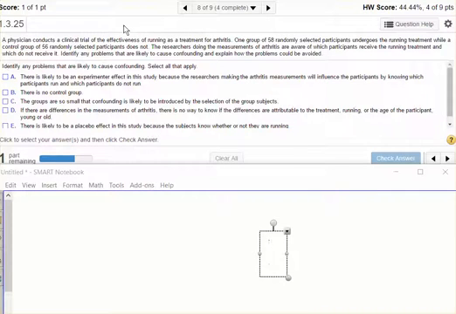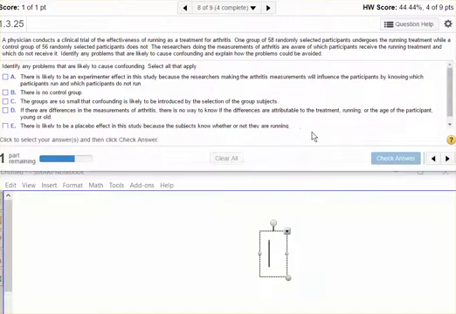All right, so let's take a look at this particular question. It says a physician conducts a clinical trial of the effectiveness of running as a treatment for arthritis. One group of 58 randomly selected participants undergoes the running treatment, while a control group of 56 selected participants does not.